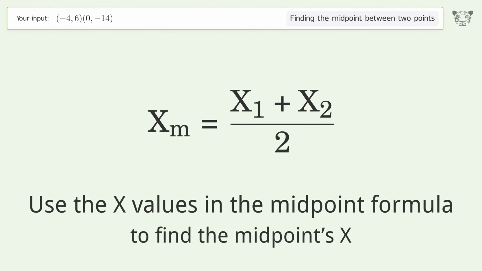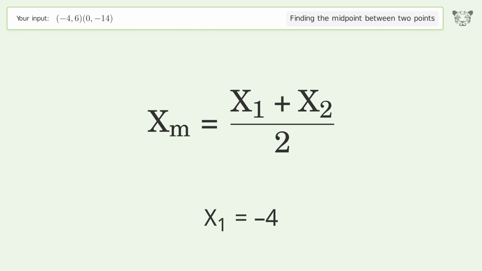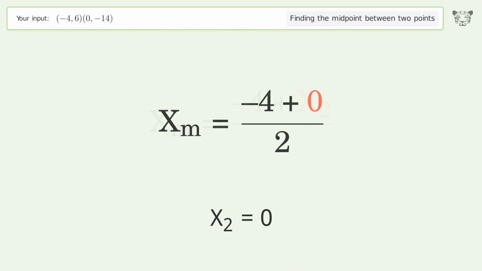Use the x values in the midpoint formula to find the midpoint's x. x1 equals -4. x2 equals 0. Simplify the arithmetic.